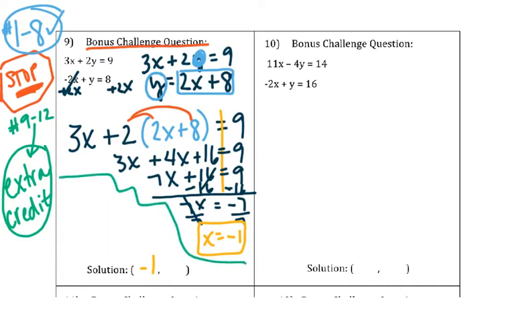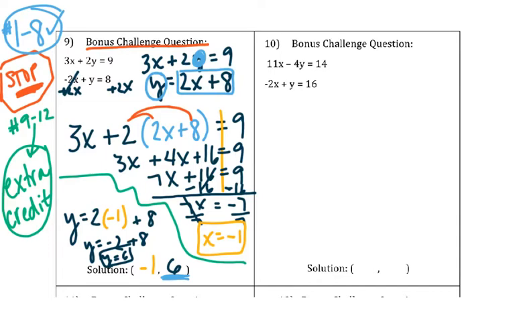Okay, so now what I don't have is a y value. I don't know what y is, but I do know that in this equation right here, it says y is blah, blah, blah. So I'm going to use that equation. y is 2, instead of x, I now know that x is negative 1, plus 8. So y is negative 2 plus 8. So y is 6. There it is. So go ahead and try number 10.